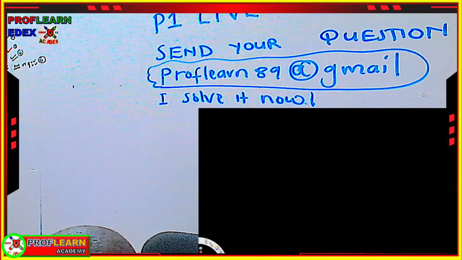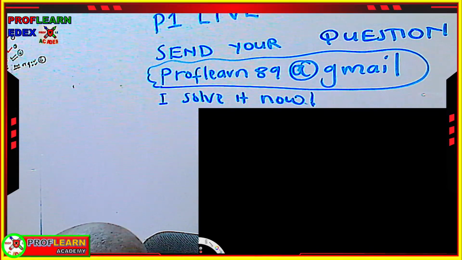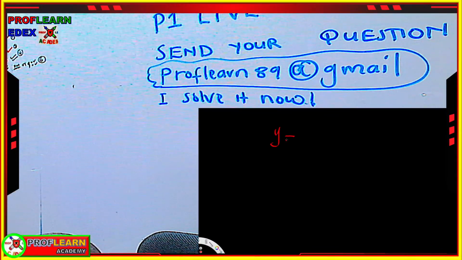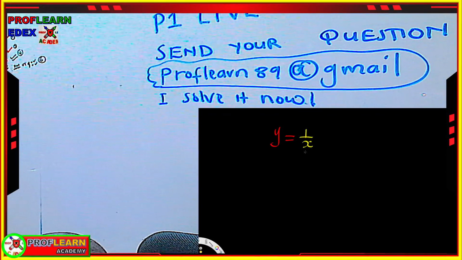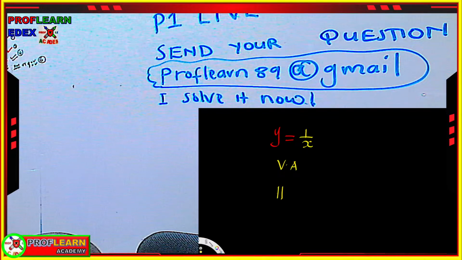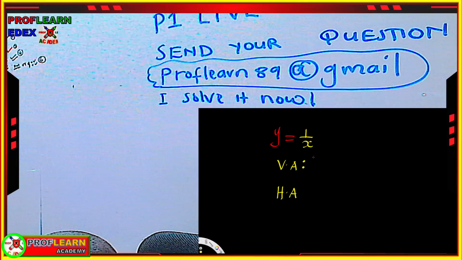Okay, I think there is a question I've received here regarding reciprocal graphs. Something you need to remember is that if you have a graph of y equals 1 over x, it means that we have the vertical asymptote, and also for a reciprocal graph we have a horizontal asymptote. The vertical asymptote is where we have zeros for the denominator.